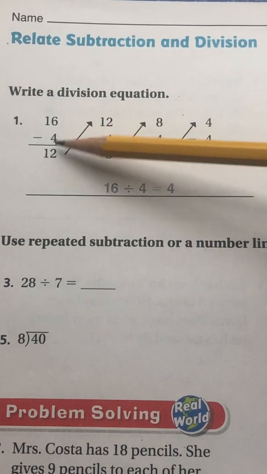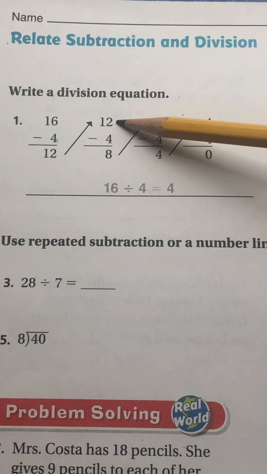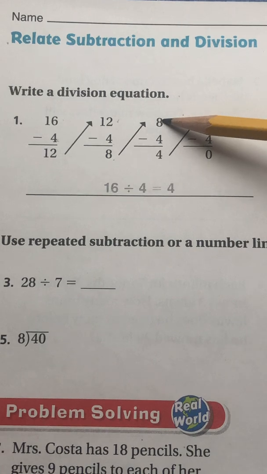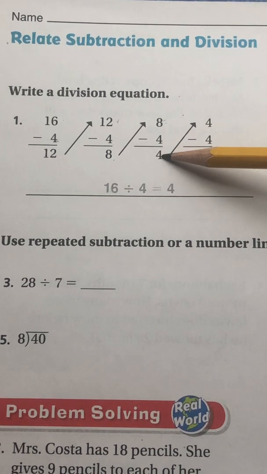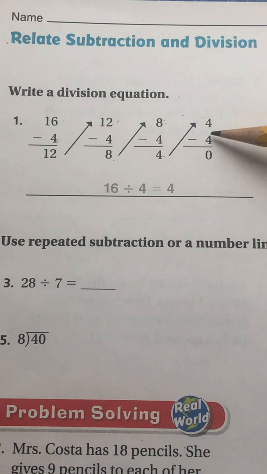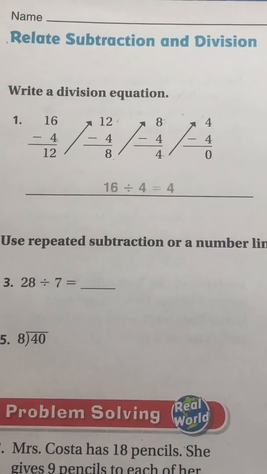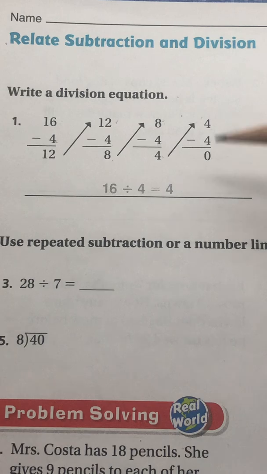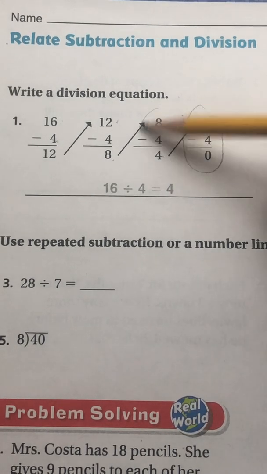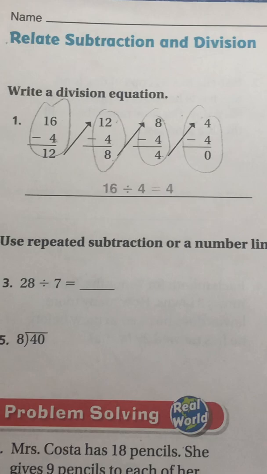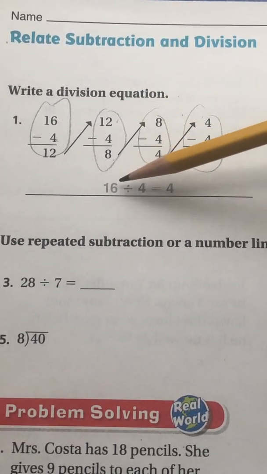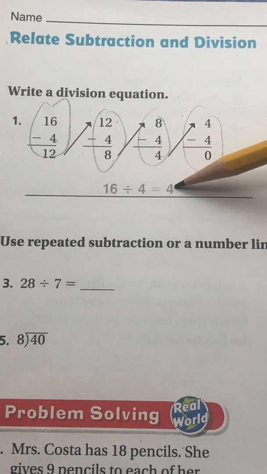So 16 minus 4 is 12. Bring up the 12. You continue to subtract 4. 12 minus 4 is 8. You bring up the 8. 8 minus 4 is 4. You bring up the 4, and 4 minus 4 is 0. Remember, with our repeated subtraction, you must get to 0 in order to stop subtracting. Now, when we go back and count how many times we subtracted, we know we subtracted 4 times. So now we have the quotient, the answer to the division equation. 16 divided by 4 equals 4.